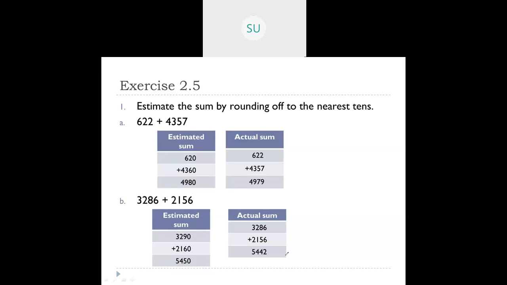Now to find your actual sum, you'll add the numbers as they are. So 3286 plus 2156. Okay, so when you add them, you'll get the answer 5442. Now when you see, there's not much difference. So here it is 5450 and here it is 5442. Okay, so this was question B.